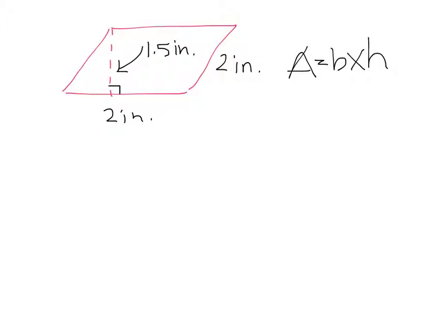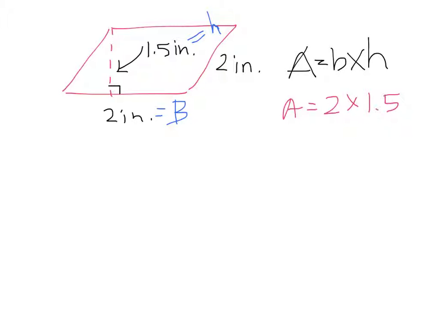Do we know what the base is? Yes, we do. What is the base? 2 inches. 2 inches, very good. And it's right here. And which one is the height? 1.5. 1.5. Remember, you're always looking for that straight up and down perpendicular to the base line, and it's 1.5. So this one is the height. Okay? So let's multiply these two numbers together. Area equals 2 times 1.5.